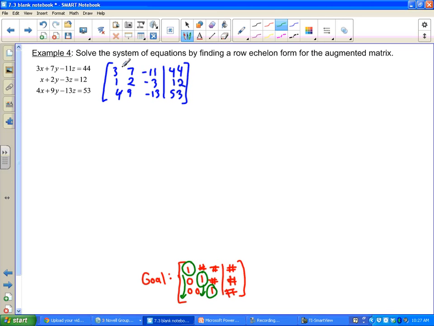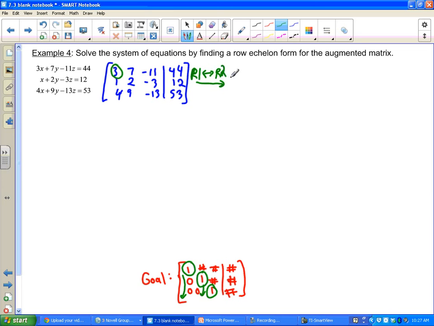So here, if I want a one in this spot, I could multiply everything in this row by 1/3, and it would give me a one right here. But then it would also give me some fractions, and I'd have to deal with this the rest of the problem. So instead, let's switch row 1 and row 2 because row 2 has a 1 in the first column. If we make them switch places, then that'll be much easier than having to deal with those fractions.